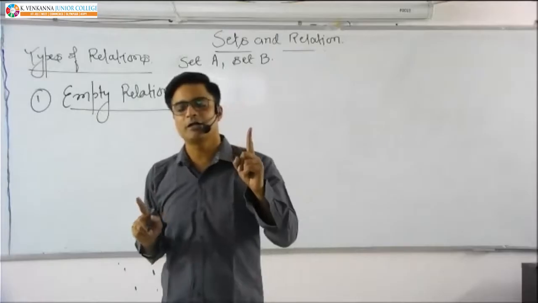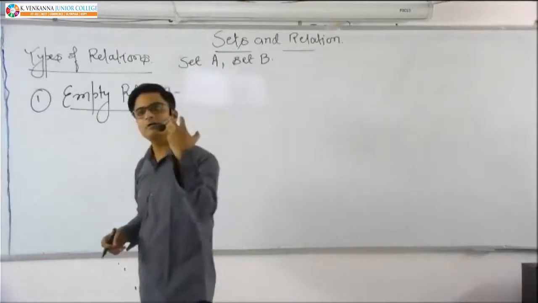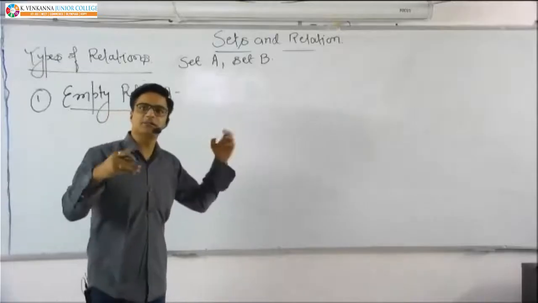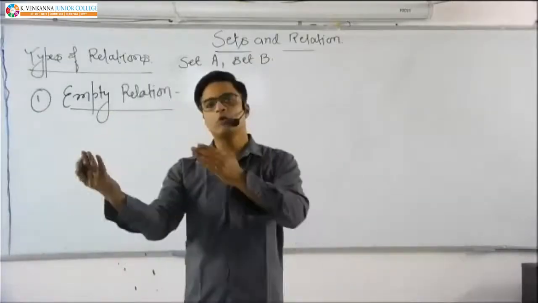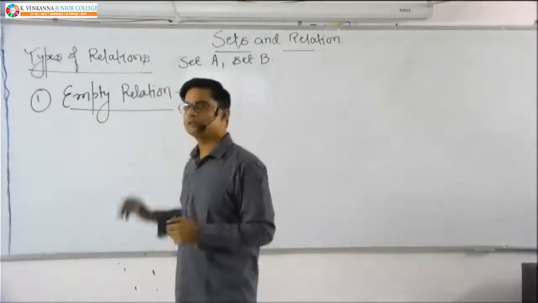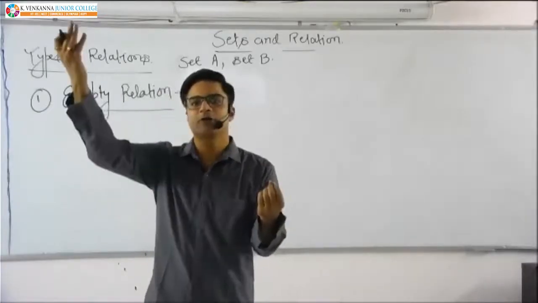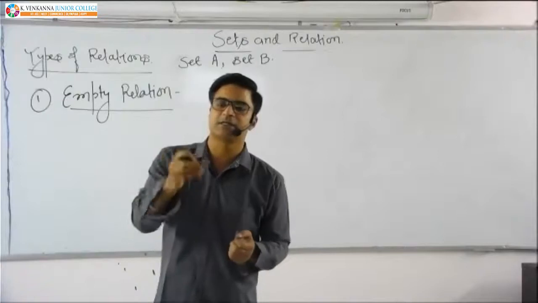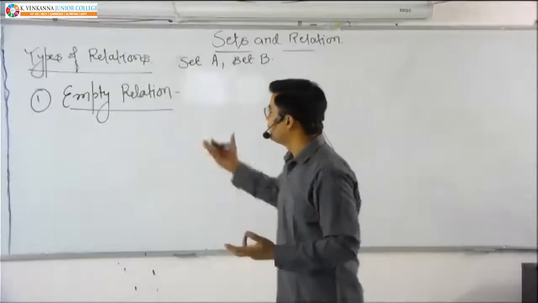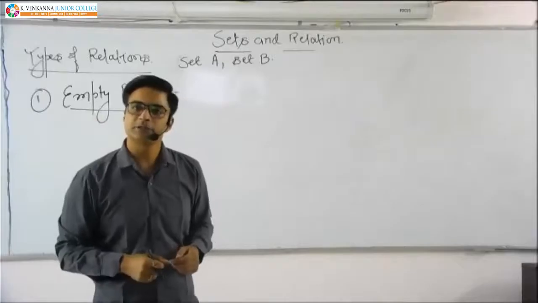We have already studied empty set. Now, what is empty set? When there is no element in the set, that is the empty set. Similarly, empty relation is also the same. When there is no element in the relation set. See, relation is also a set. Relation is nothing but a subset of the Cartesian product. So it is also a set which has ordered pairs as elements. Now, if that relation has no element in it, then it is an empty relation.